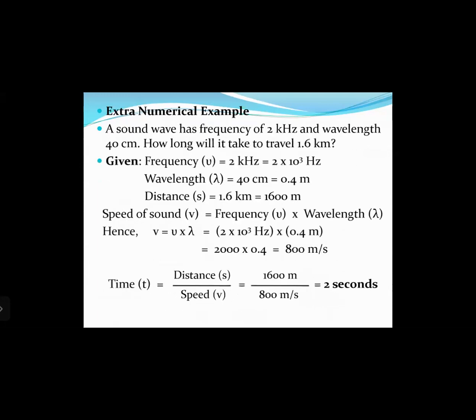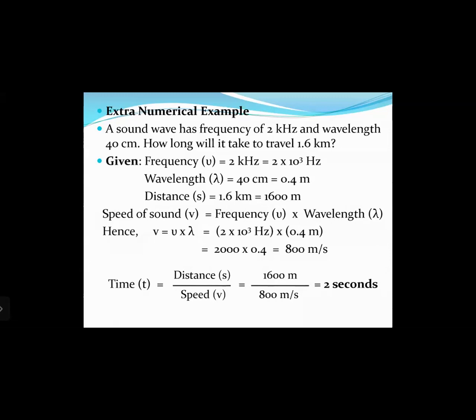Next question. A sound wave has a frequency of 2 kilohertz and a wavelength of 40 centimeters. How long will it take to travel 1.6 kilometers? Right? So the given variables are frequency nu equals 2 kilohertz, that is 2 into 10 raised to 3 hertz, that is 2000 hertz. Okay. Wavelength lambda is 40 centimeters, that is equal to 0.4 meters. Distance given is 1.6 kilometers, which is 1600 meters.